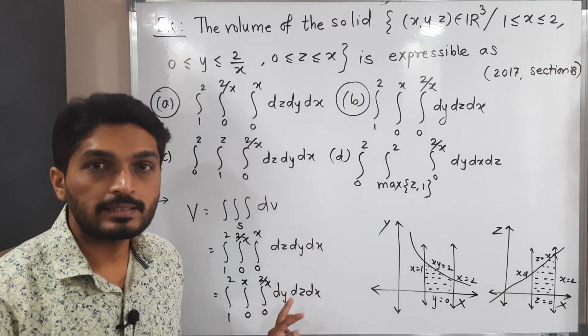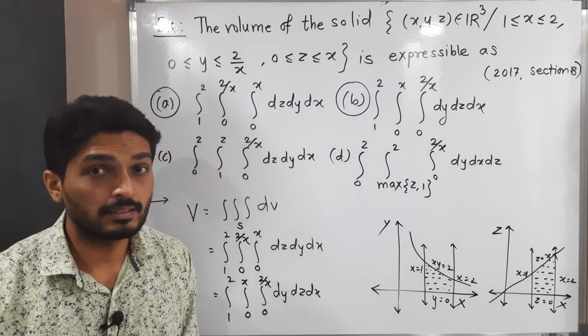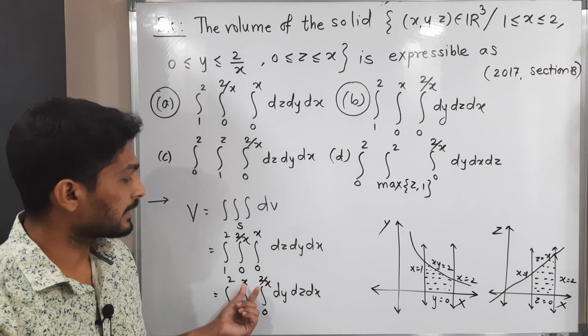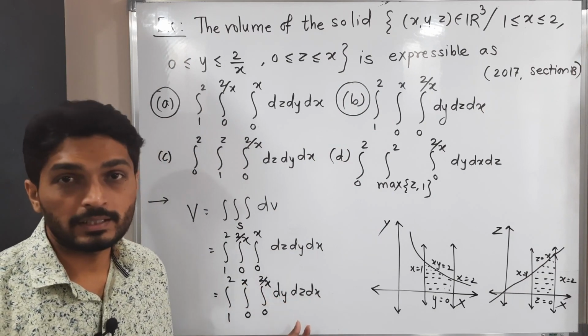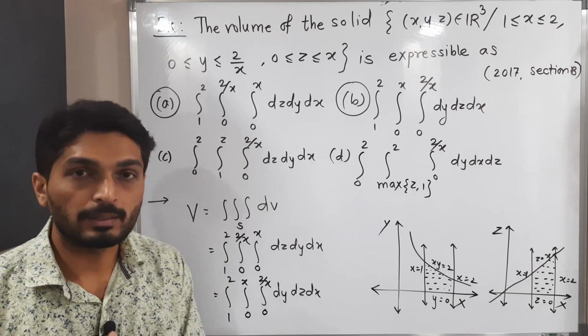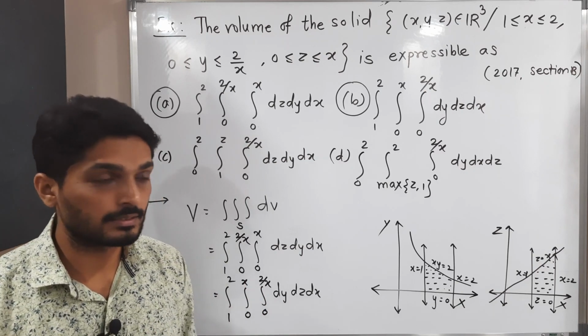See, dy dz or dz dy doesn't matter here, since both of them are independent of x. So x is constant for both the integrals. That's why if you write dz dy or dy dz, both of them are correct here in this example.